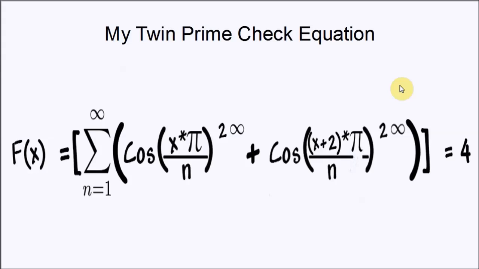Okay, this is the part of the video where I explain how I arrived at the equation. I'm going to start off with my twin prime check equation. Now, I'm not really going to explain in detail how I got this equation because I have another video for that. I'll put the link to this video at the bottom. But basically, this equation tells you which x's are twin primes. If an x solves this equation, it's a twin prime. Okay, so this equation is my starting point.